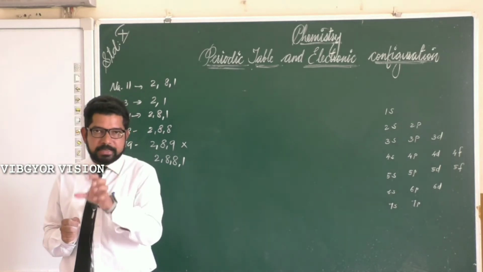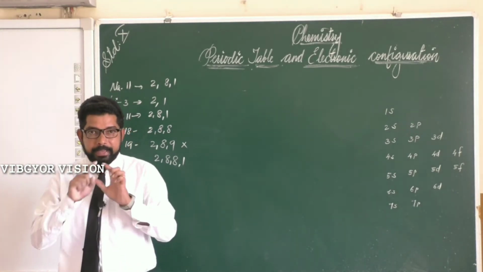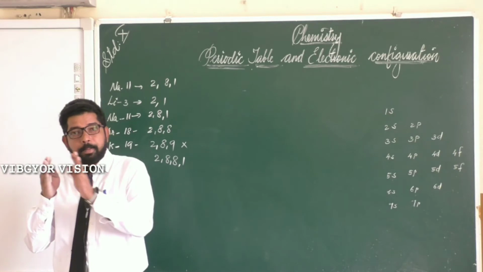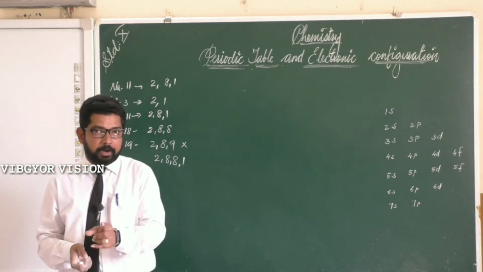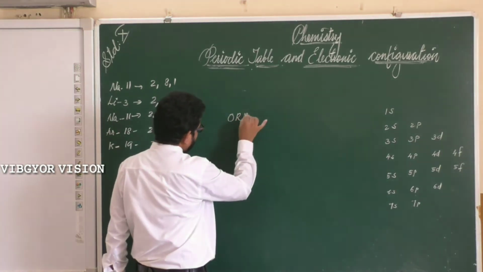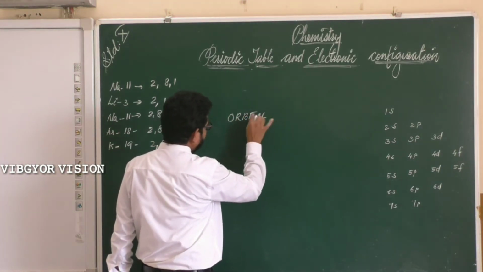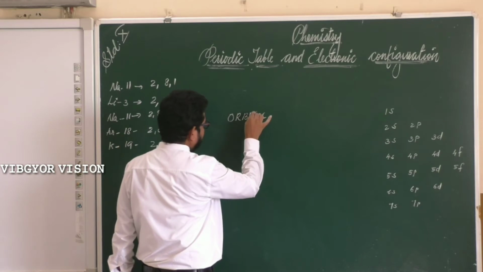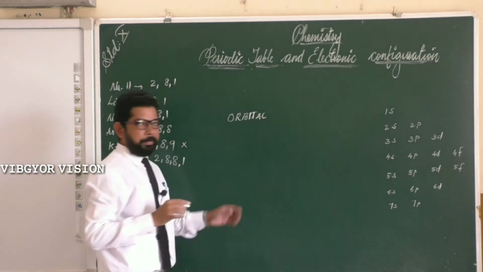In a suborbit itself, there will be some area where there is maximum probability of finding an electron. That area is known as orbital.